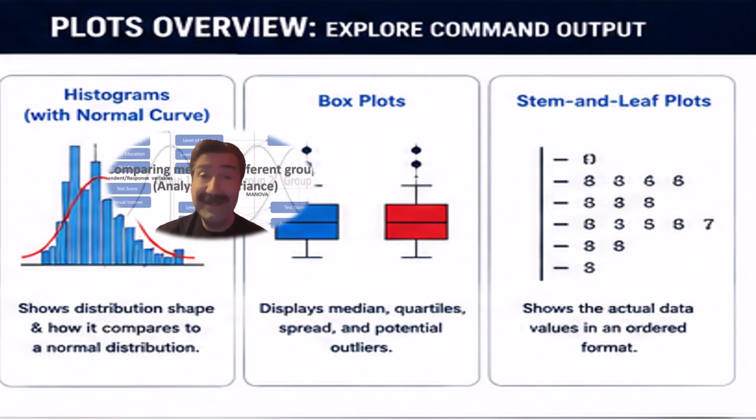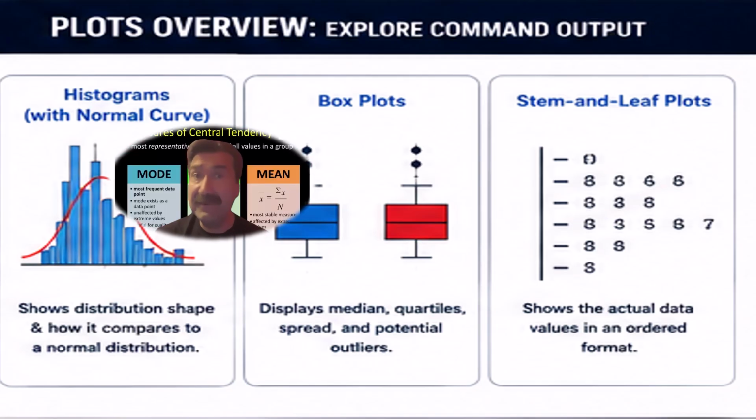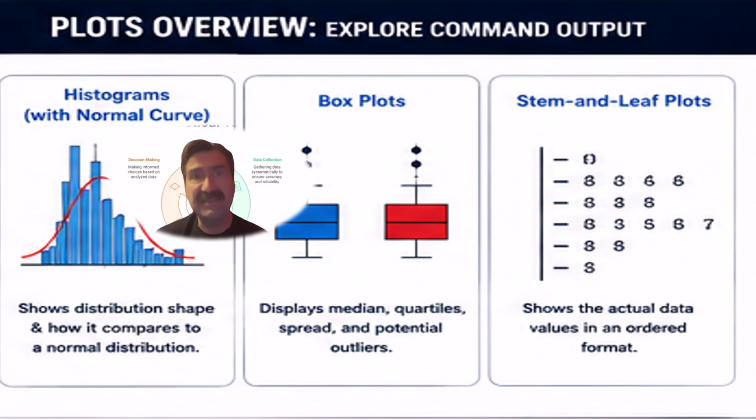Here is understanding the Explore plots. One of the strengths of the Explore command is visualization. The output includes histograms, box plots, and stem and leaf plots. Each plot serves a different purpose. Histograms reveal the shape of the distribution. Box plots identify spread, quartiles, and potential outliers. Stem and leaf plots display actual data values while preserving the distribution pattern.